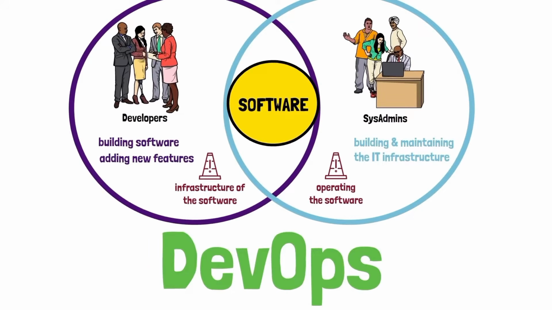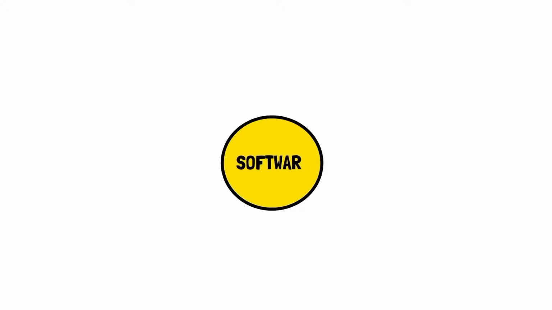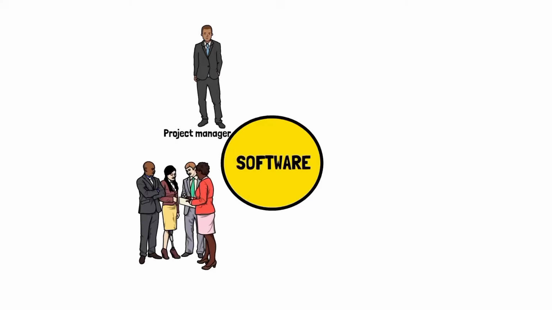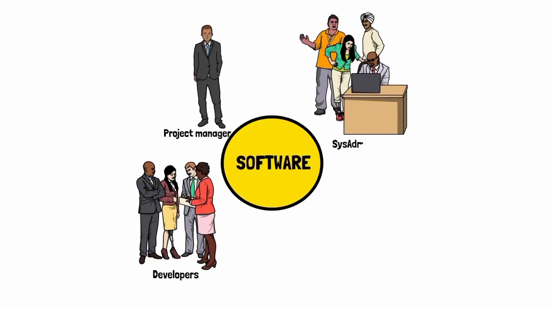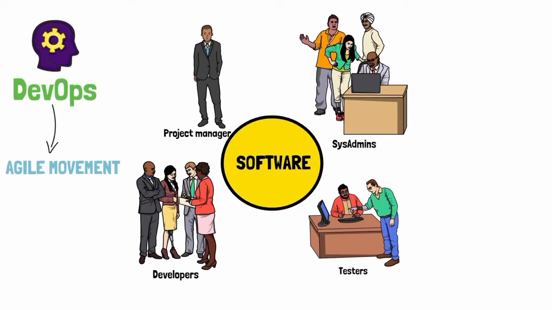But to say that DevOps is just a combination of development and operation would be an understatement. Actually, everyone mentioned before works on the software, just in a different capacity. Since the final outcome impacts everyone, it makes sense for all these groups to collaborate. The cultural shift that DevOps brings is also tightly connected to the Agile movement.